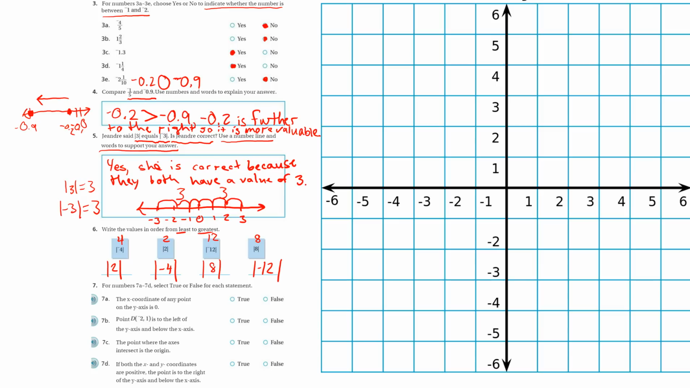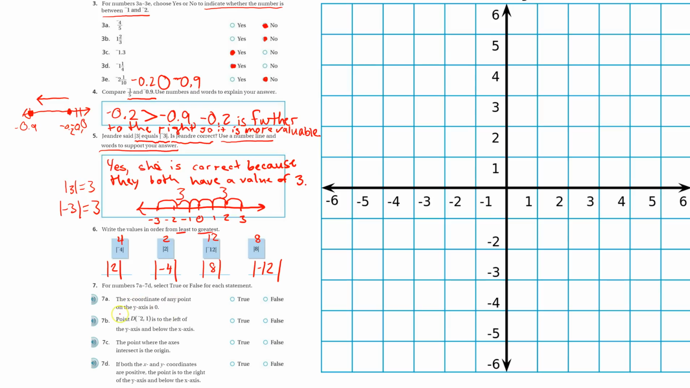All right. For numbers 7a through 7d, select true or false for each statement. For these problems, again, you're going to want to use your graph paper and just do what they say and then see if it's true. Let me show you what I mean by that.